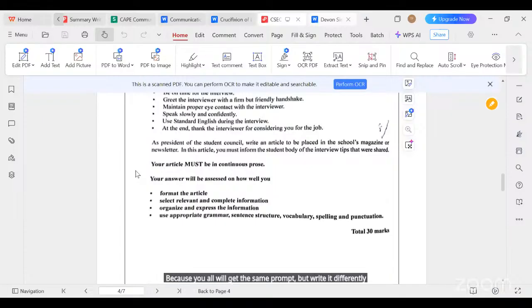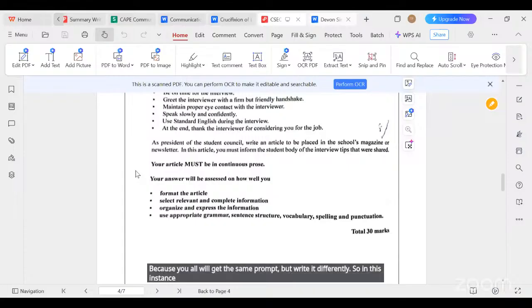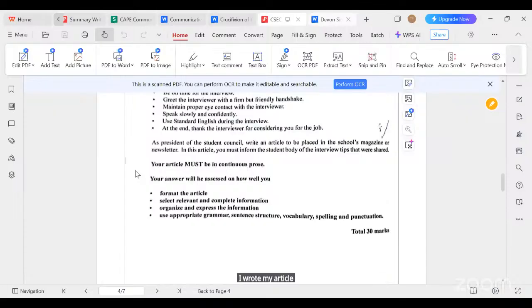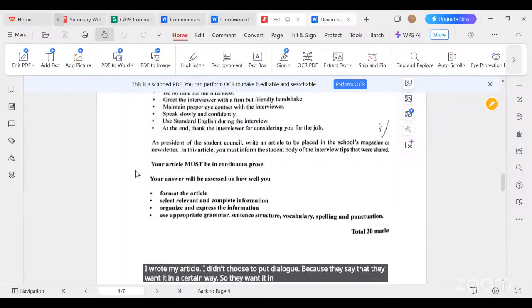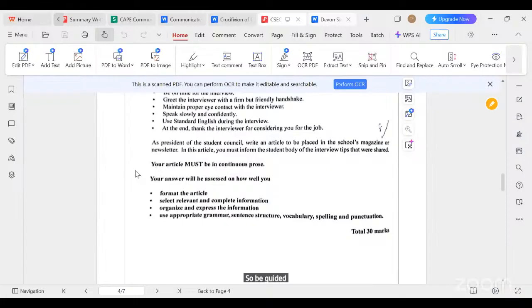So in this instance, this person chose to include dialogue in his article. I wrote my article, I didn't choose to put dialogue because they say that they want it in continuous prose, so I gave it in continuous prose without any dialogue, because there was nothing there to quote. So be guided by the prompt that you are given.